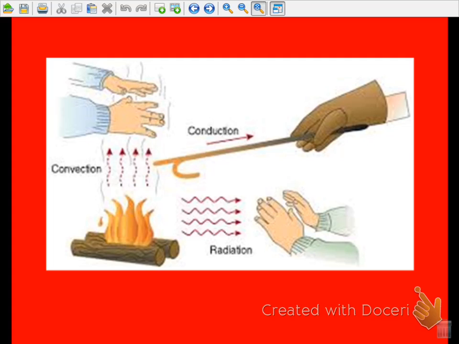So here's one image of a fire to show you all three can happen at the same time. So here's convection going up. It's those convection currents. The warm air is rising off of that fire. If you're next to the fire and you feel the heat coming out to you, that's radiation. It's traveling through space. And then on this metal poker, the heat is traveling up the metal poker. Heat always moves away from the source of heat. It wants everything to be about the same temperature, and so it's trying to achieve that state called equilibrium.